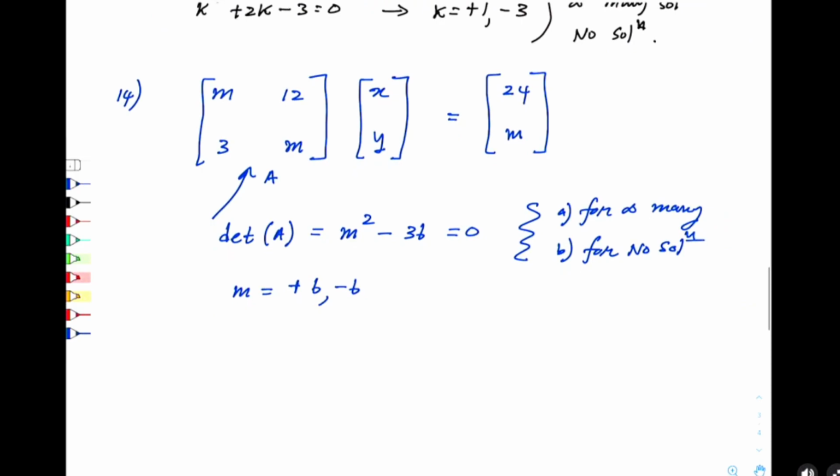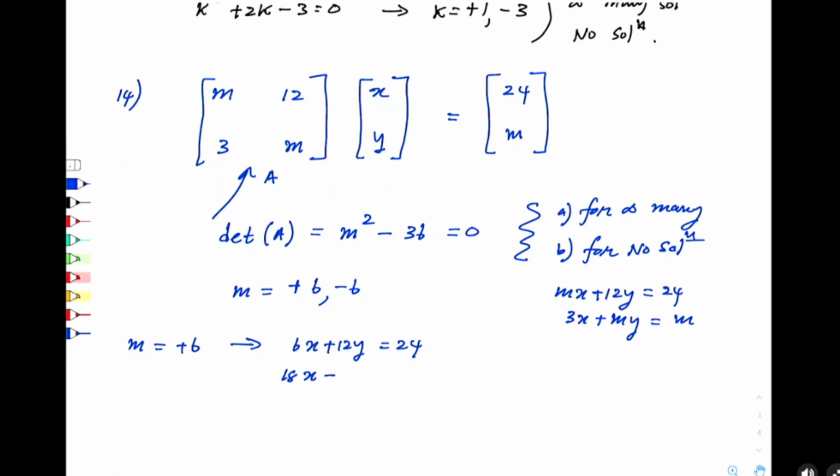To understand that, what we have to do is take M is equal to plus 6. Quickly, you have to put these things into the equation, right? So what is the equation here? Mx plus 12y is equal to 24. The other one is 3x plus My is equal to M, right? So M is equal to 6 here, so 6x plus 12y is equal to 24. Here you get, if you put 6 here, 18x, right? Plus 6y, hold on, what am I doing.